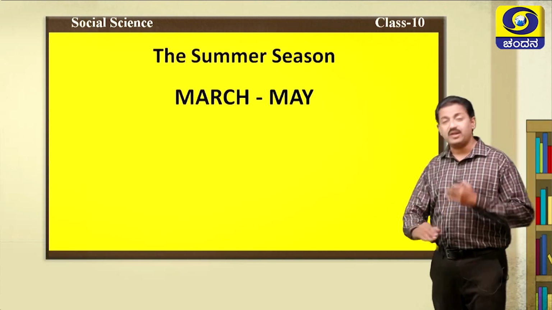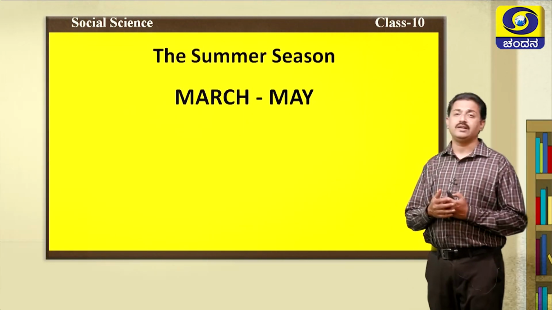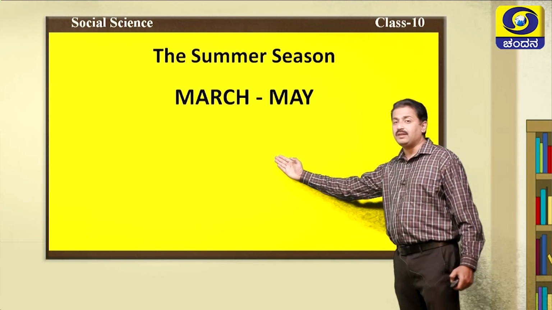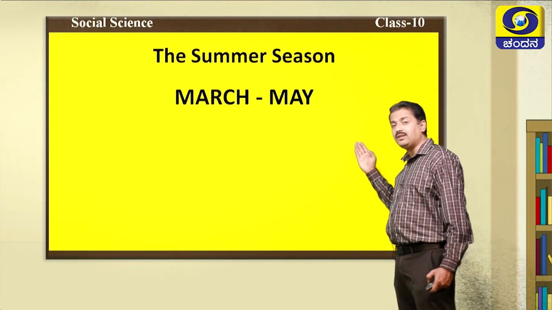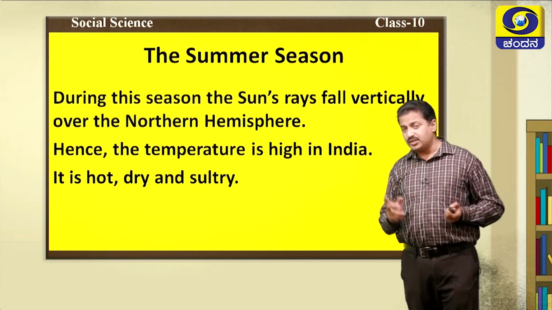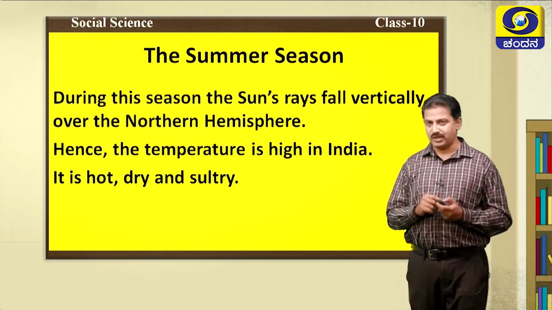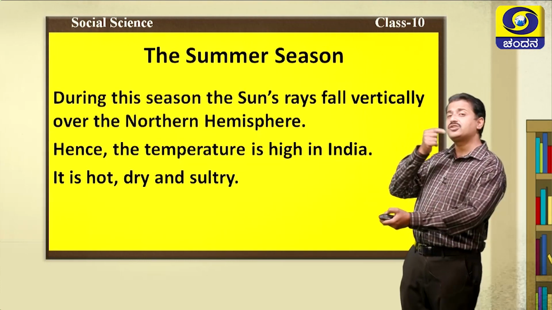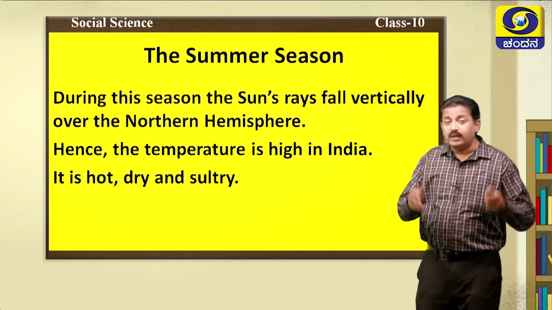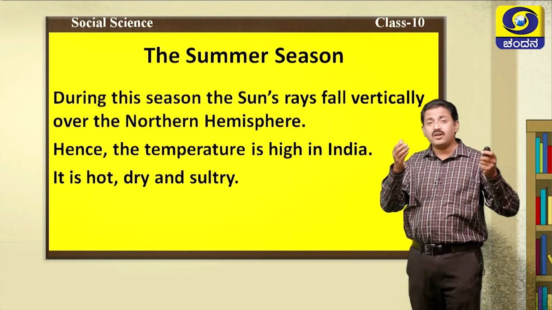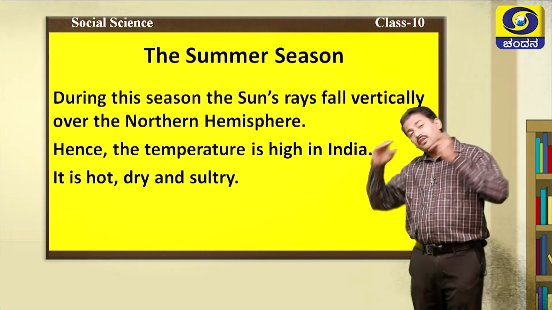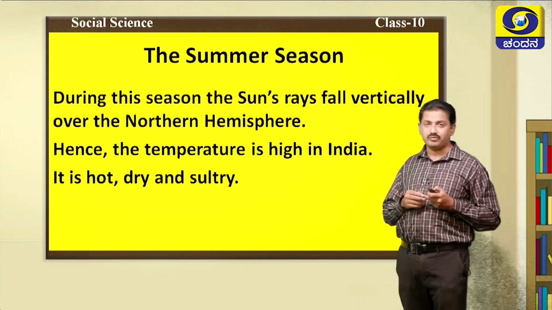Now, we shall discuss the second season of the year, that is summer season. Summer season begins in the month of March and ends in the month of May. Dear students, now you have understood why we have high temperature, because you have already understood winter season. Similarly, during summer, India receives vertical rays of sun, that means northern hemisphere receives vertical rays of sun, the southern hemisphere receives oblique rays of sun.